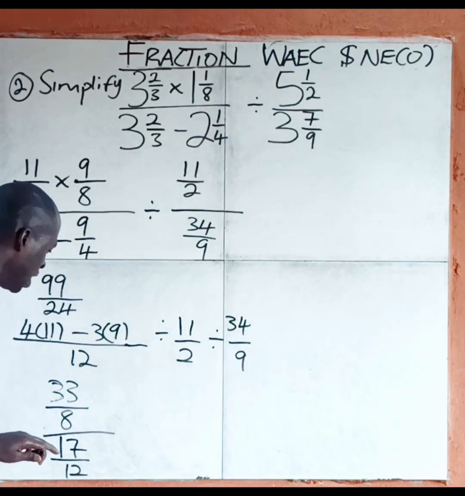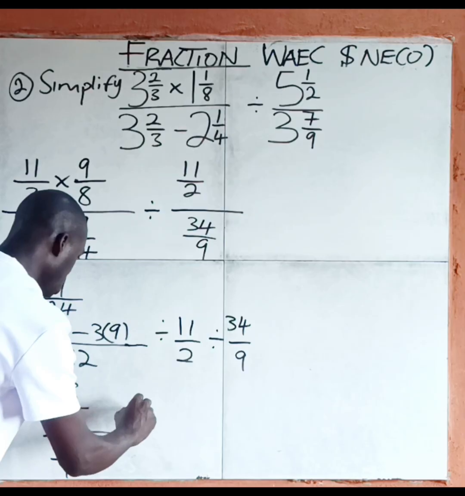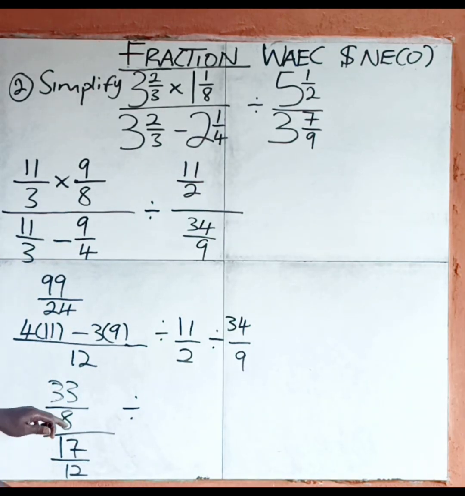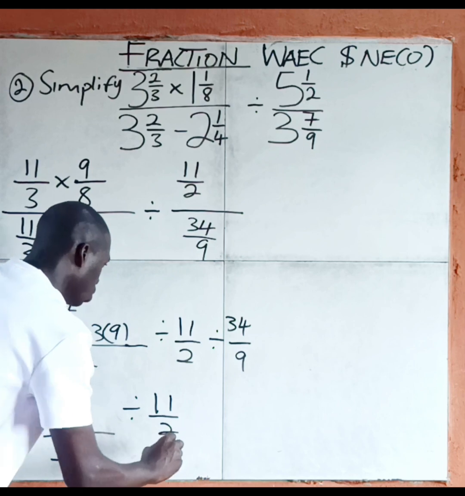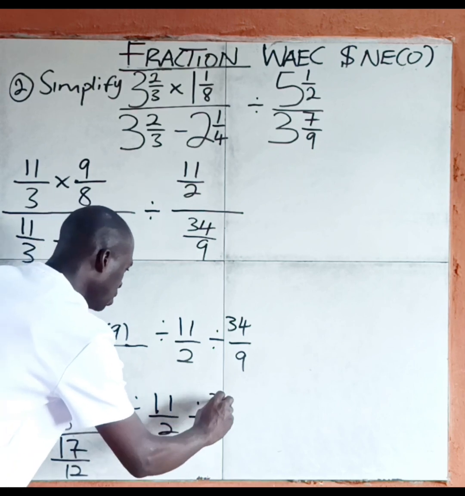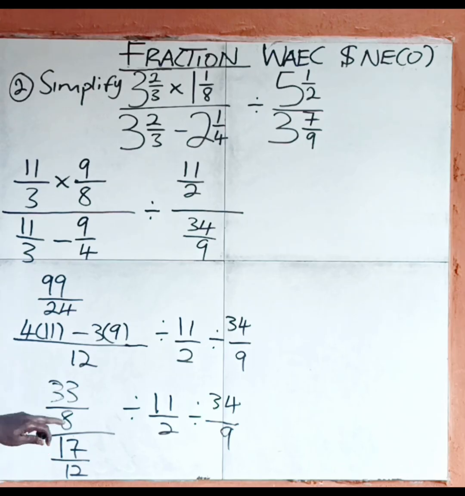So this is what I'm currently having here. So now up next, we are coming here. Place my division sign. Now, the next thing I'm simply going to do, I'm having 11 over 2 divided by 34 over 9.